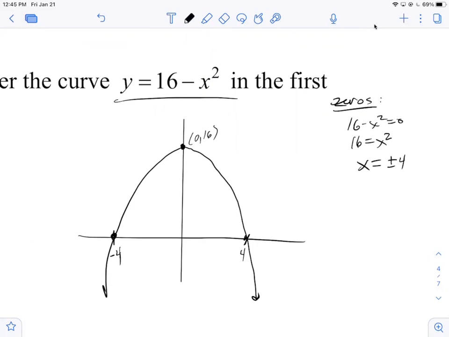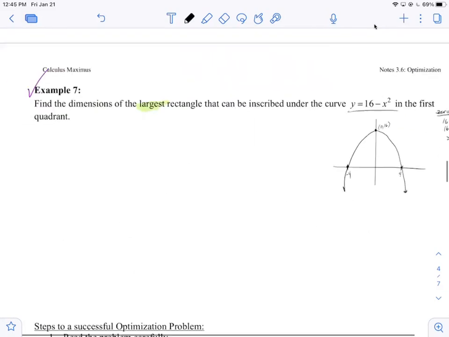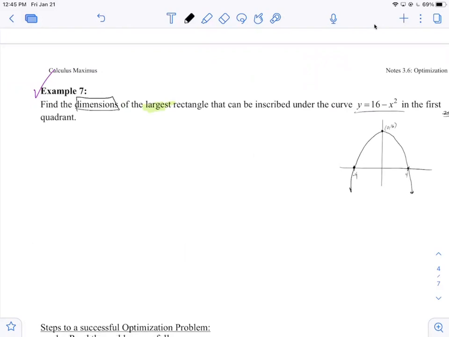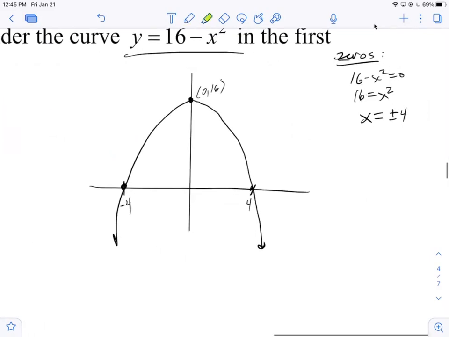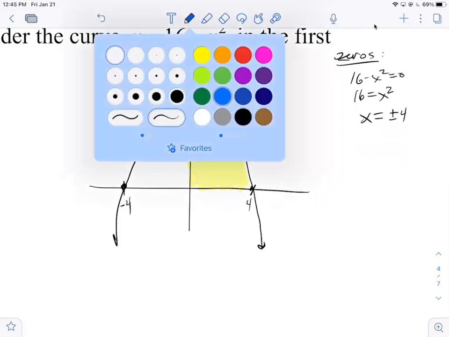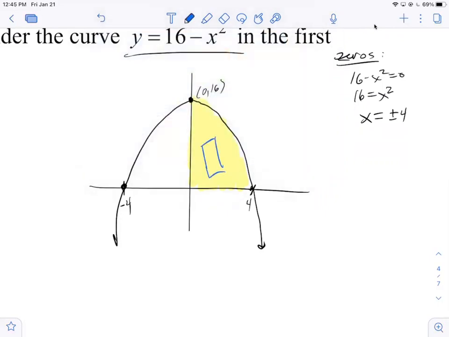All right. Now, it said find the dimensions. So I'm walking away with the length and width of the largest rectangle that could be inscribed under the curve in the first quadrant. That's important too. So here's the first quadrant. Let me highlight it. And now you want to draw just a representative rectangle. You don't want it to be the extreme case. So is this a good rectangle to draw?